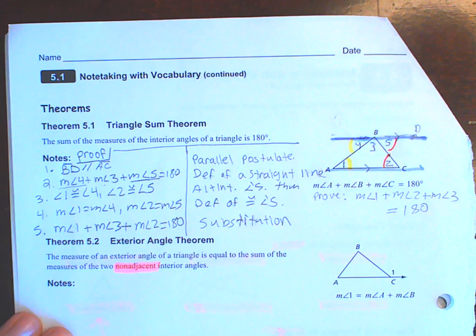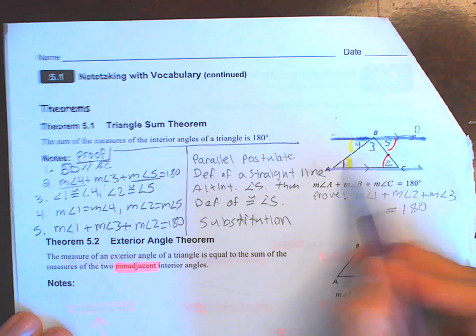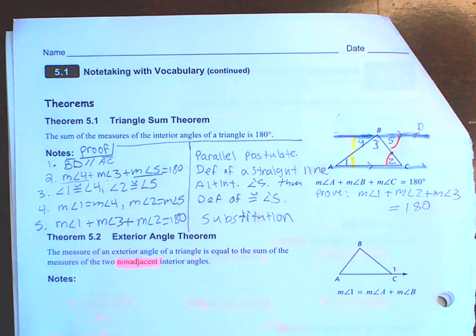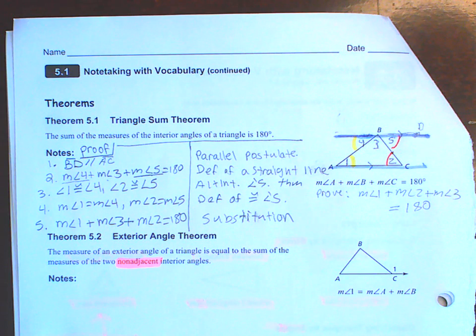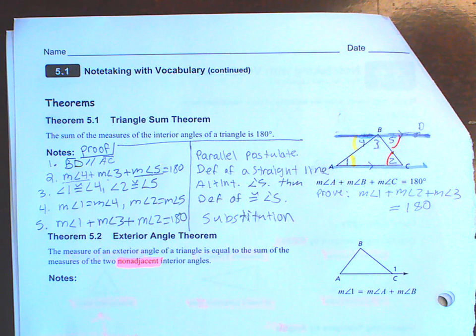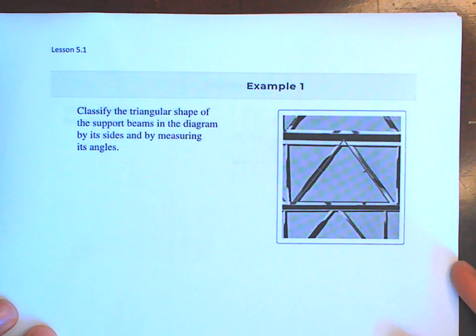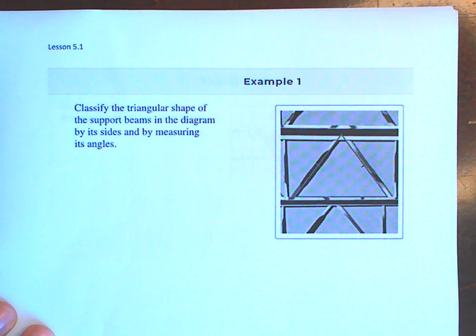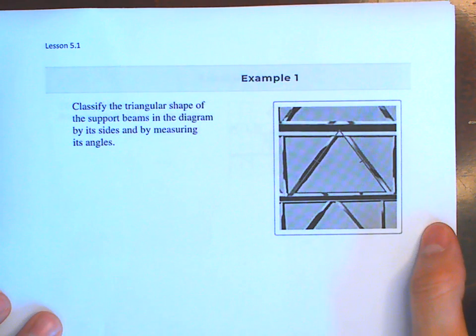Hence, now I have proven that the sum of the angles of the interior of a triangle is 180 degrees. Now what we're going to do is proceed to the examples. So let's take a look at example number 1. Now remember, pause the video and write down the problem and then unpause the video whenever you're ready.